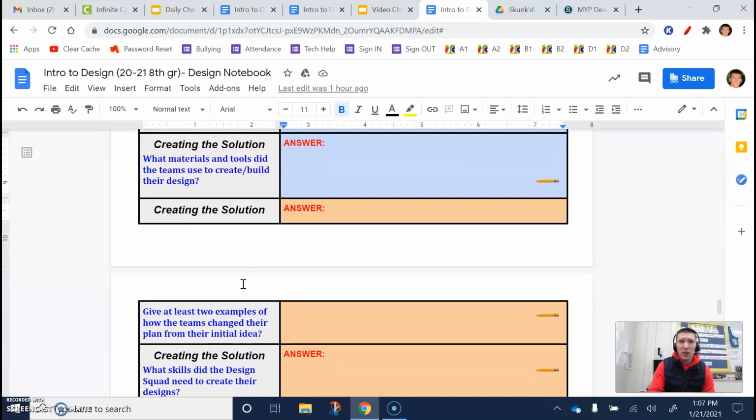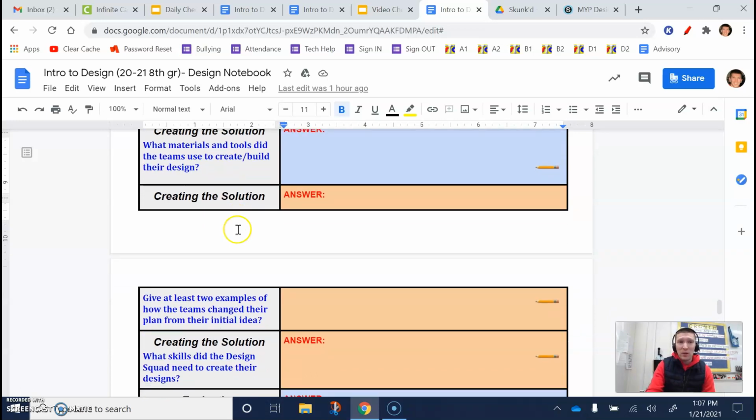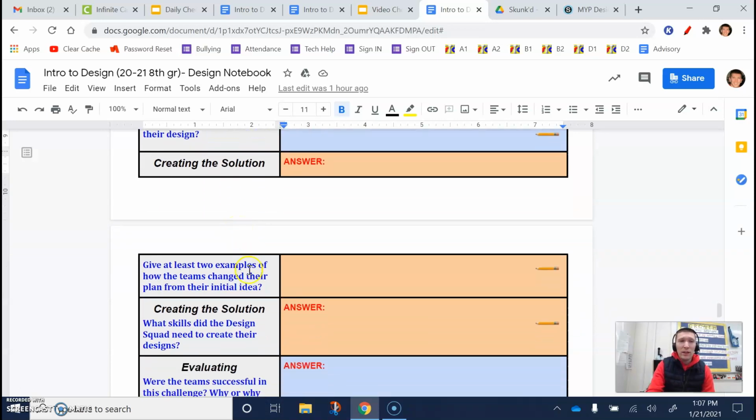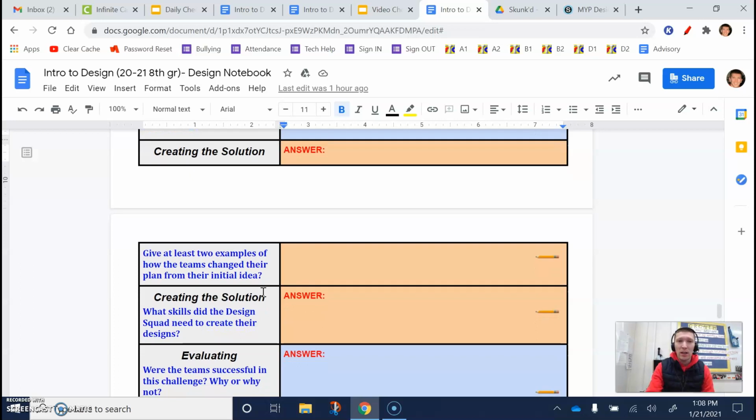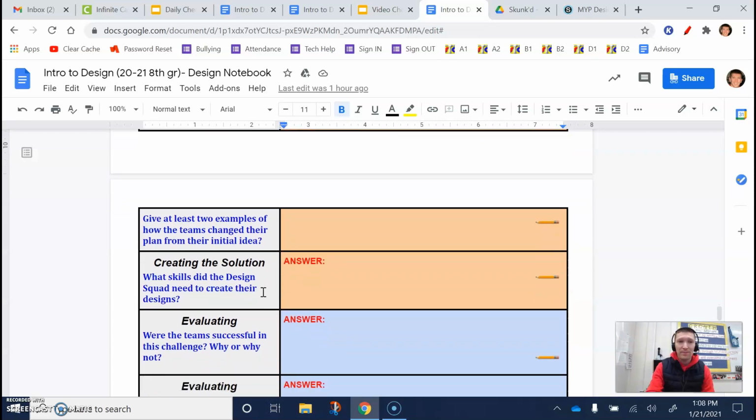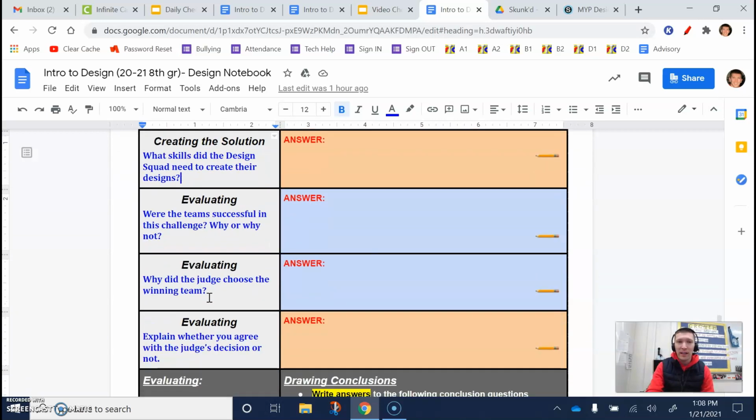For creating the solution, the main activity, building all of that, it's what materials did they use? And then give 2 examples of how the teams changed their plan from their initial idea. So whatever they originally come up with, you're going to see that they end up making changes. It doesn't work as planned, and so they have to go back and make changes. Be specific with what they had to change in their design process. And then what skills did the Design Squad need to create their designs?